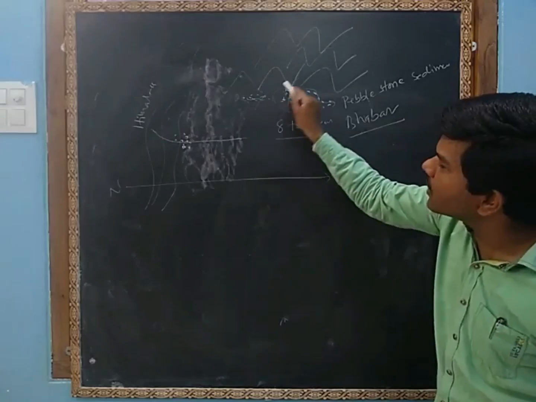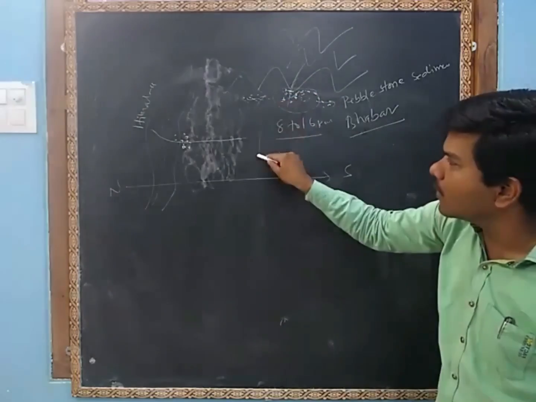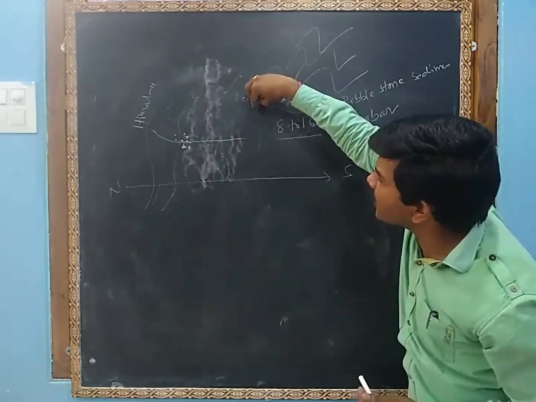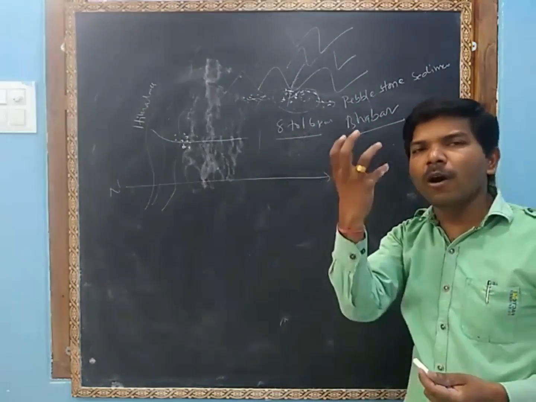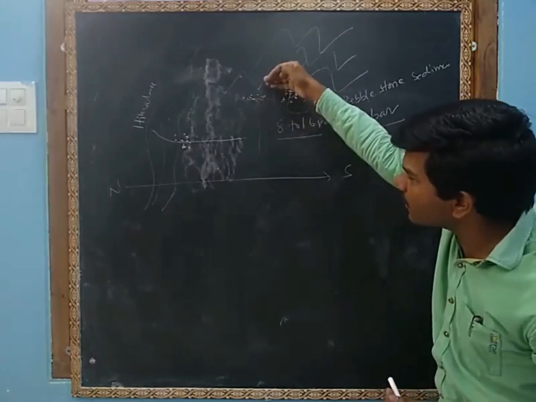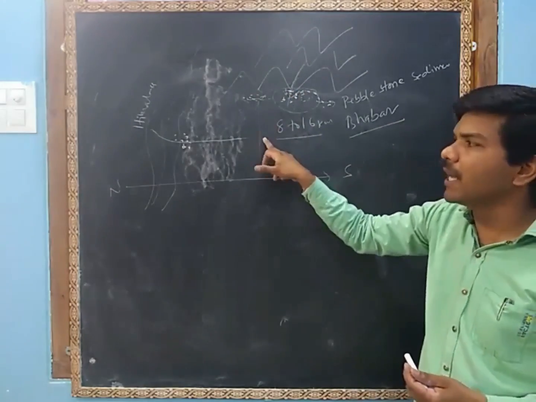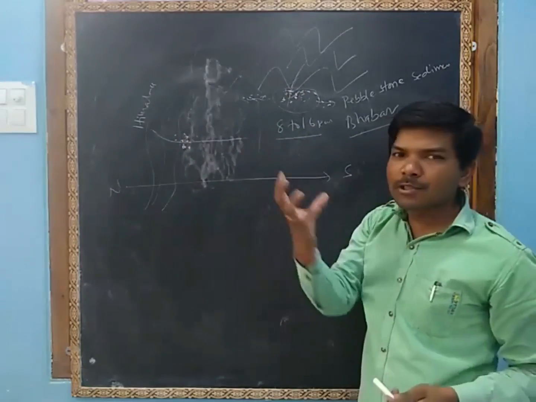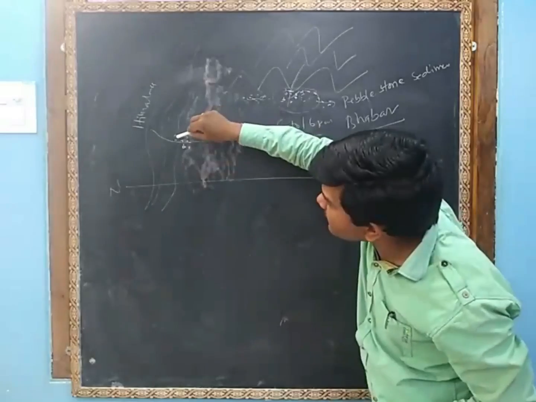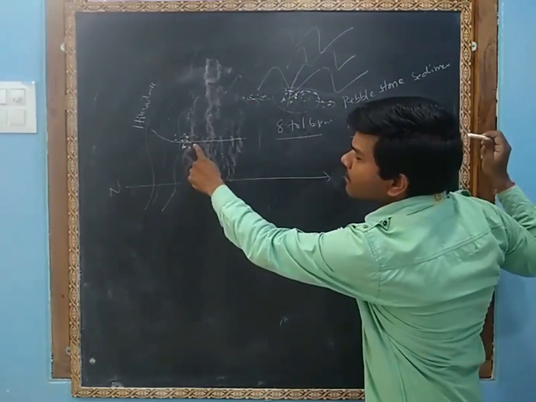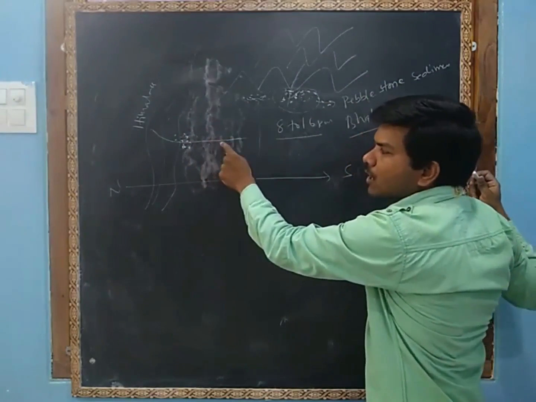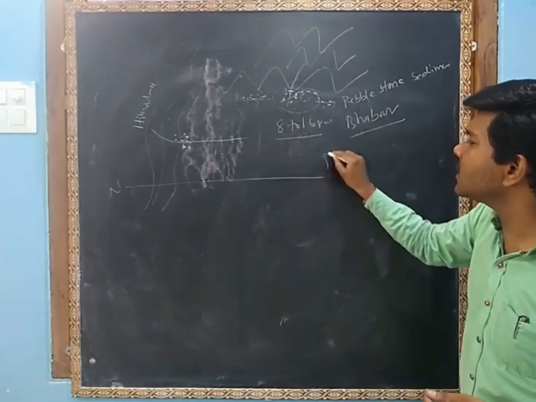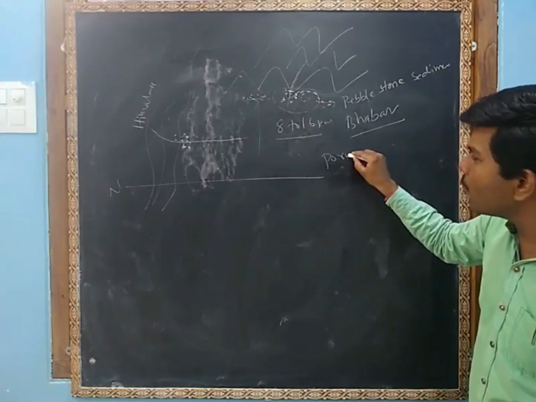Whenever the river comes out, it deposits. The water comes down, but the heavier particles are deposited here, and the lighter objects or the liquid come down towards the plains. Because pebble stones are very heavy, they are deposited here, and after that the river flows through the plains. So this is bhabar. Bhabar is porous in nature.